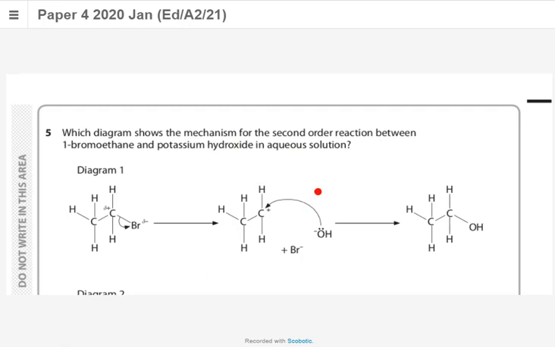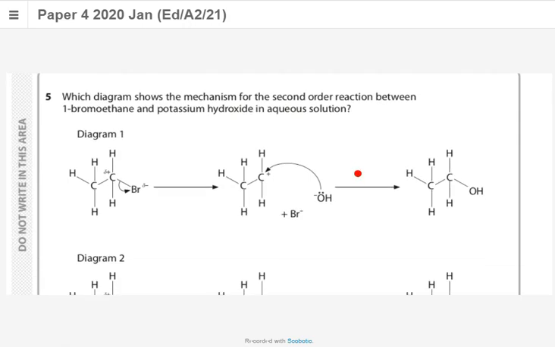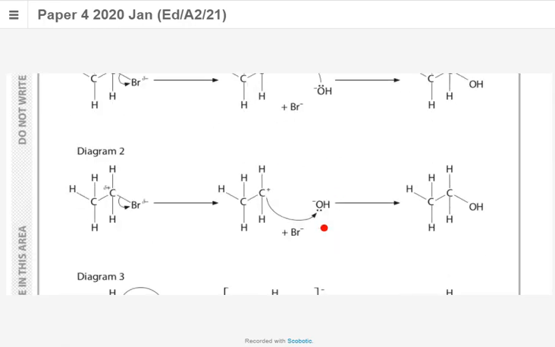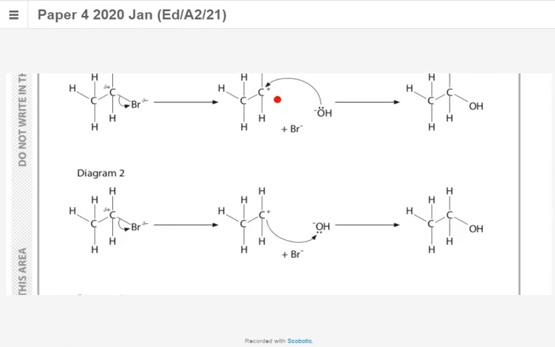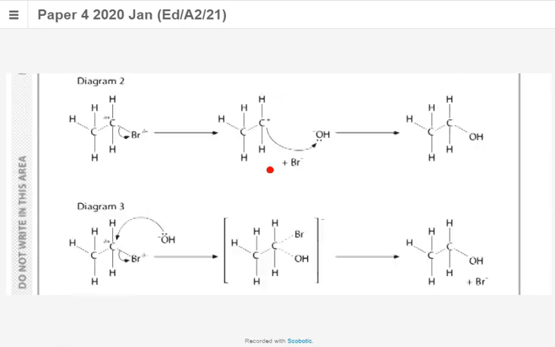Which diagram shows the mechanism for the second order reaction between 1-bromoethane and potassium hydroxide in aqueous solution? Now, 1-bromoethane is a primary haloalkane. So primary haloalkanes undergo the SN2 mechanism, which involves a transition state. And there is no carbocation in it. There's no carbocation. So this is wrong. Can you see there are carbocations formed? So those two are wrong.